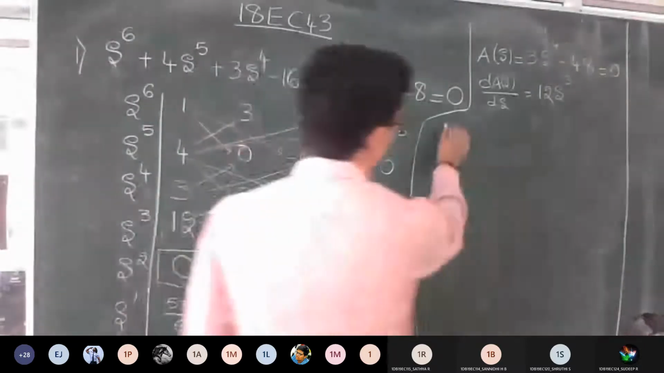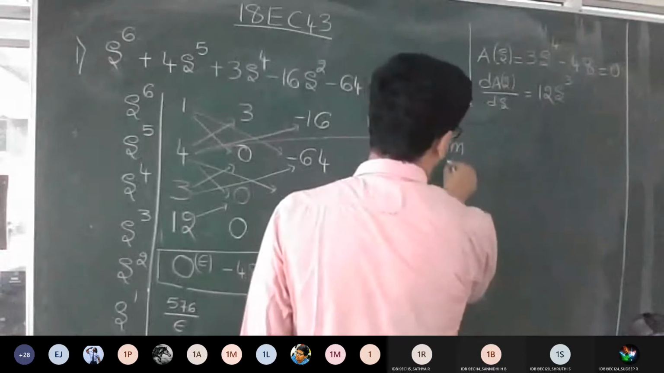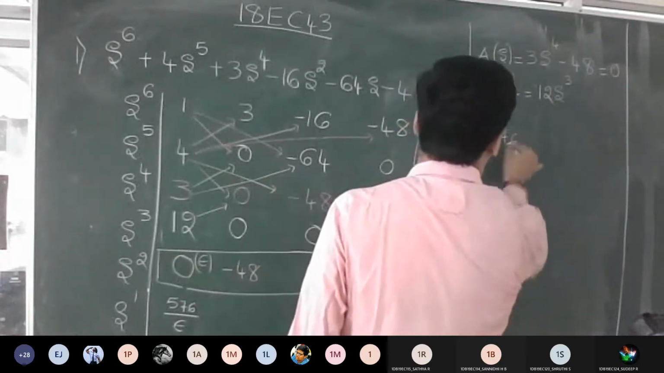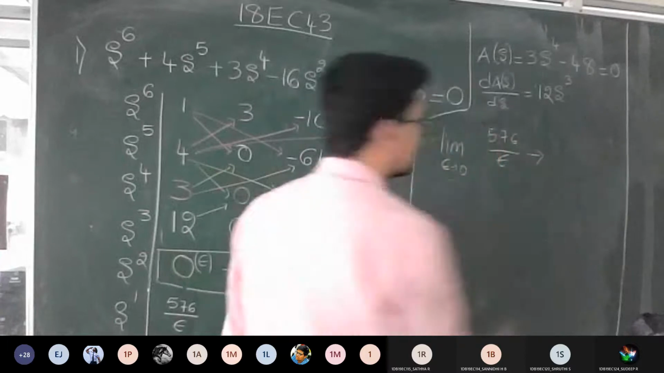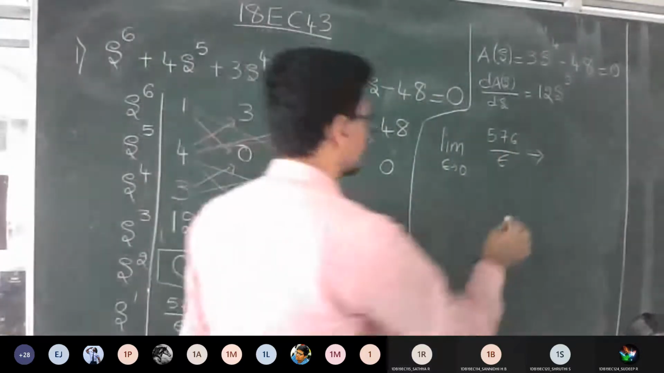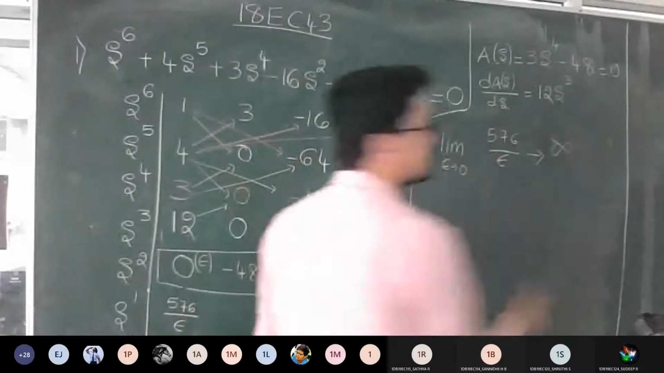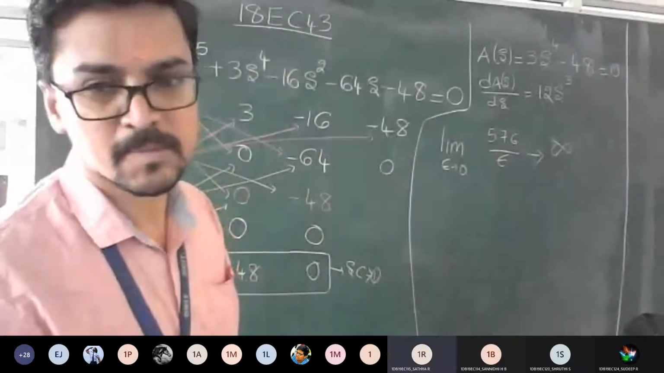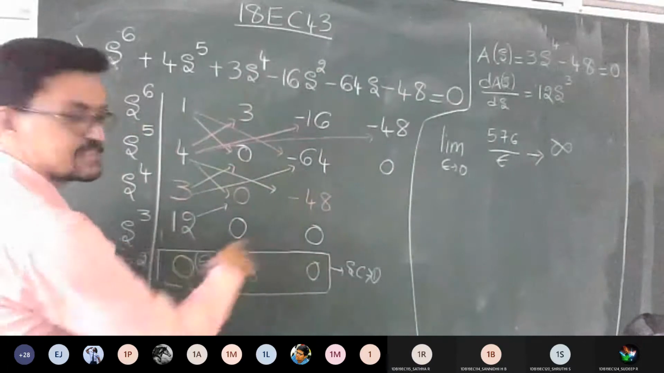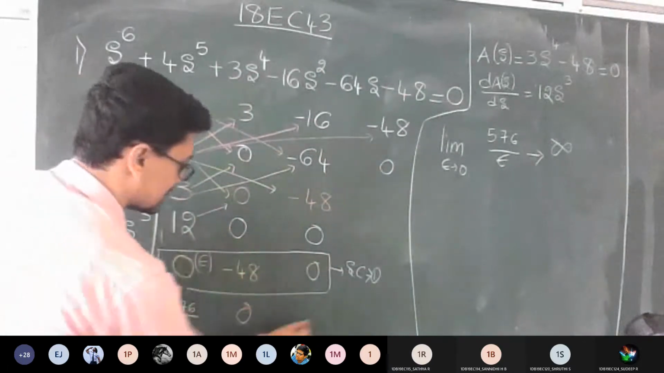So I hope I taught you how to do these things. Apply epsilon tends to 0 for 576 divided by epsilon. What is the answer? Anything divided by 0? Infinity. Good. So is it positive infinity or negative infinity? Positive infinity. Good. So after this, it's everything 0 only. So I can write this as 0, 0.